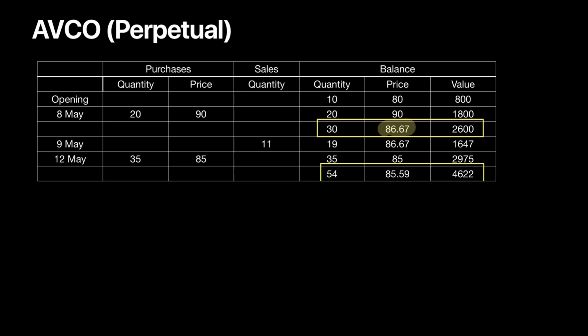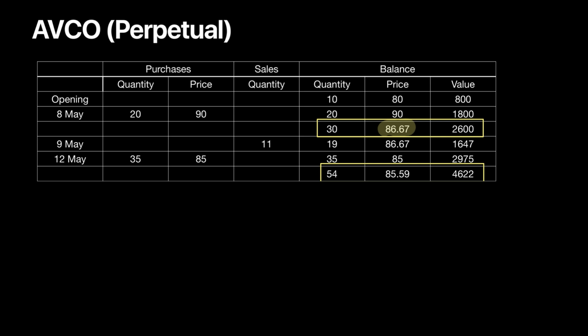So moving on, on the 9th May, we're again selling 11 units. Now it's very easy from this 30 because our opening and purchases have been combined into one separate group over here. So we have 30 units. From this 30, sell 11. You would be left with 19. They will be valued at 86.67, the average price. So the value should be 1647. So just subtract from the total at the average price.